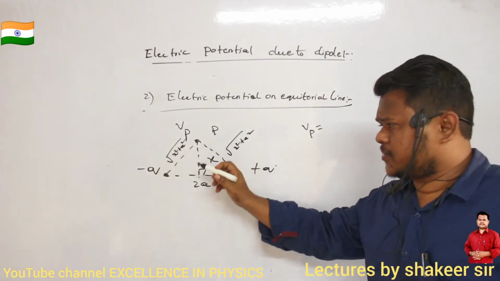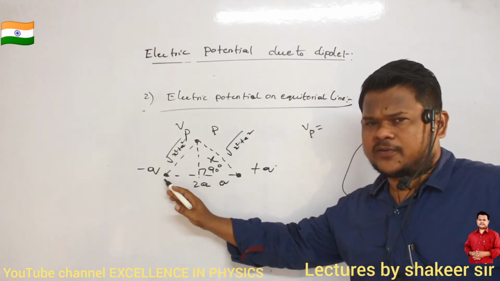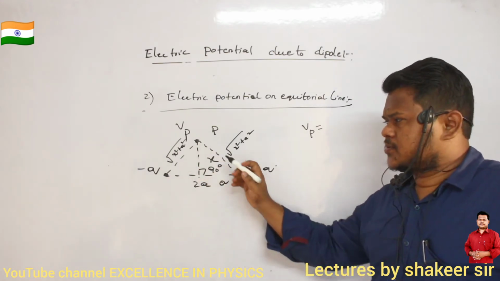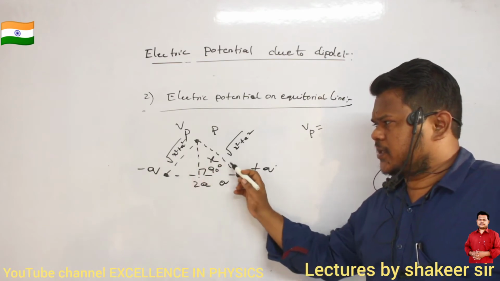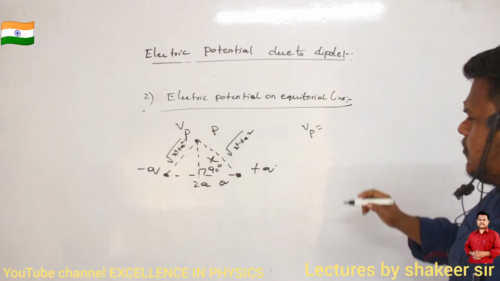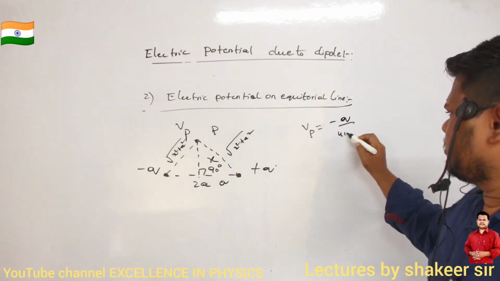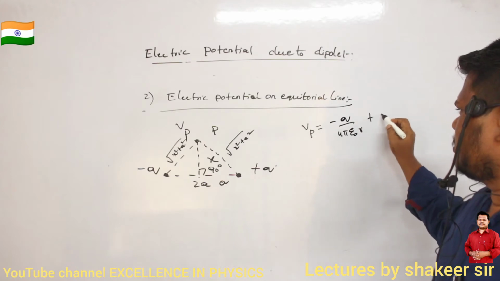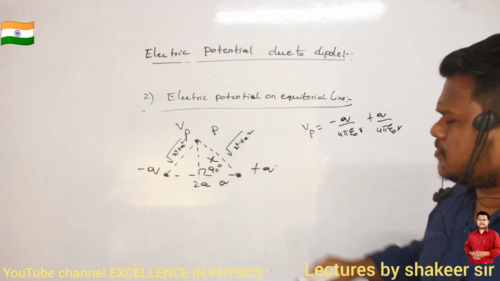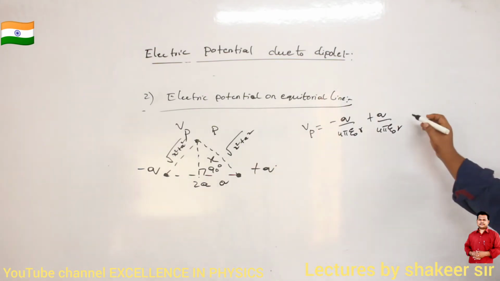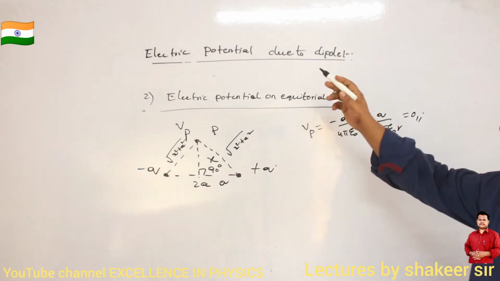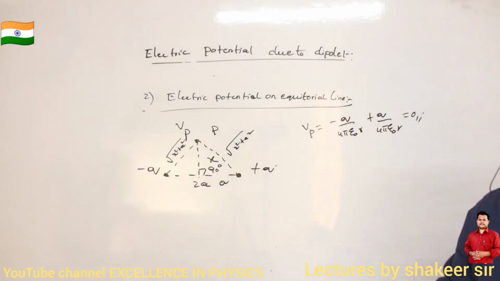Because at the same point, magnitude of charges are equal, no? This is plus q, this is minus q. Distance is also equal, no? So at the same point P, if two equal and opposite potentials are acting, then total potential will become 0. Clear? So Vp is equal to minus q divided by 4 pi epsilon naught into r plus q divided by 4 pi epsilon naught into r. r value is equal to square root of x square plus a square. So total potential is 0. Clear, no? So on the equatorial line, potential due to dipole will always be 0.